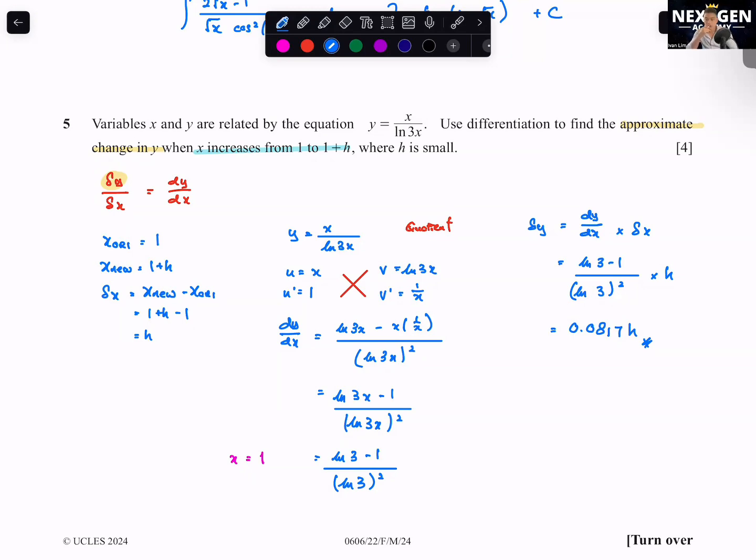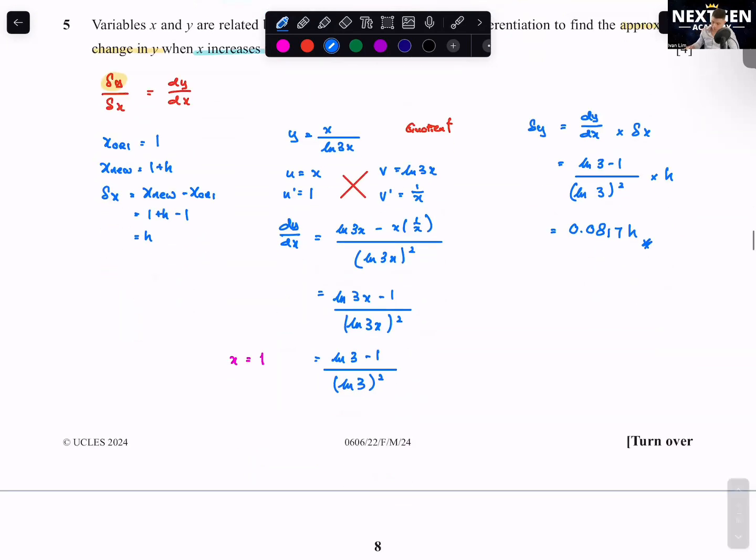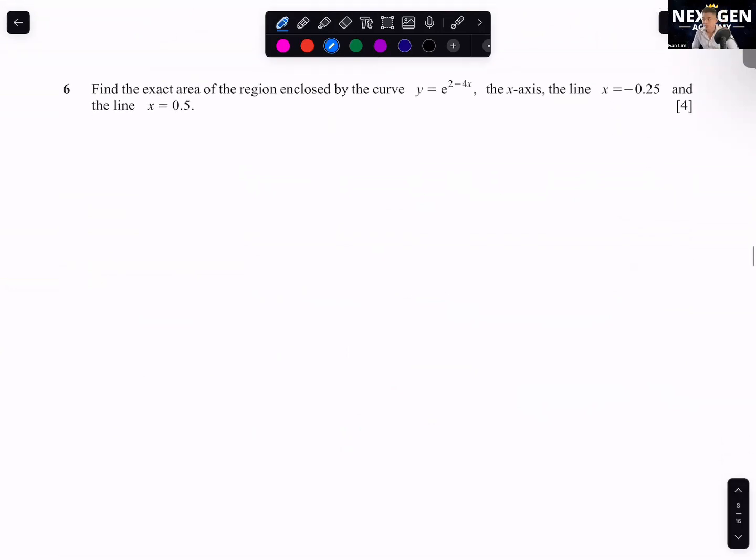Okay, let's go to the next one. Anyone got issue with this one? Find the exact area of the region enclosed by the curve y equals e^(2 minus 4x), the x-axis, and the lines x equals negative 0.25 and x equals 0.5. If you don't understand this question, try to just roughly sketch it out.